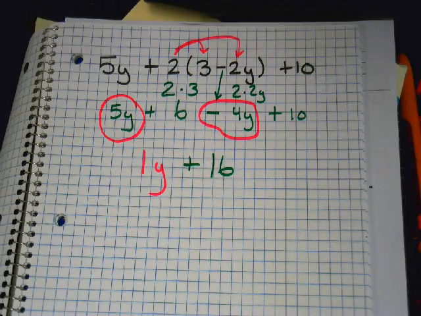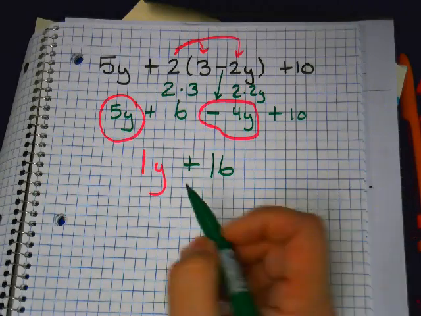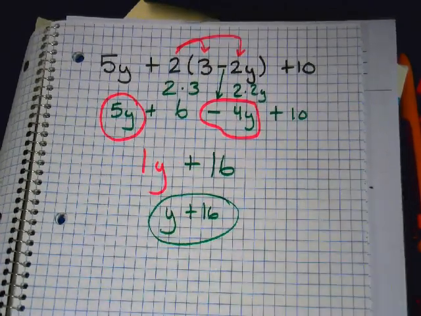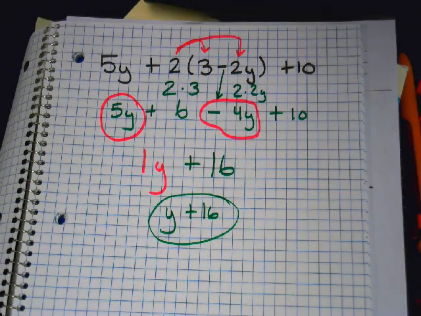Because you said 1Y, they would never put 1. Yes. So what would be the high school answer? Y plus 16. This will be your high school answer. You won't even write the 1. And your teacher will probably cringe if you do say 1Y. They just want to hear you say Y, because y'all know that means the same thing.